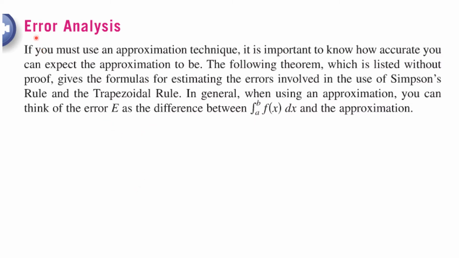We're also, as engineers, concerned with error analysis. If you must use an approximation technique, it is important to know how accurate you can expect the approximation to be. So the following theorem, which is listed without proof, the proof is an advanced calculus kind of thing, gives formulas for estimating the errors involved in the use of Simpson's rule and the trapezoidal rule, and I also show you what it is for the midpoint rule. In general, when using an approximation, you think of the error as the difference between the true value and the approximation. It can give you lower bounds and upper bounds on what the integral value really would be.